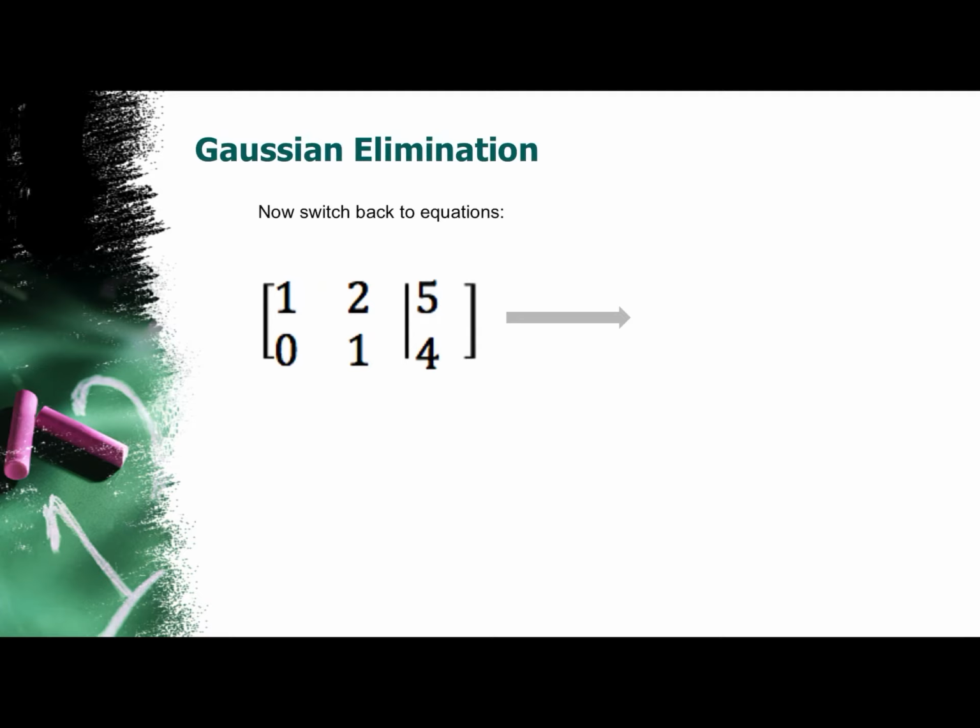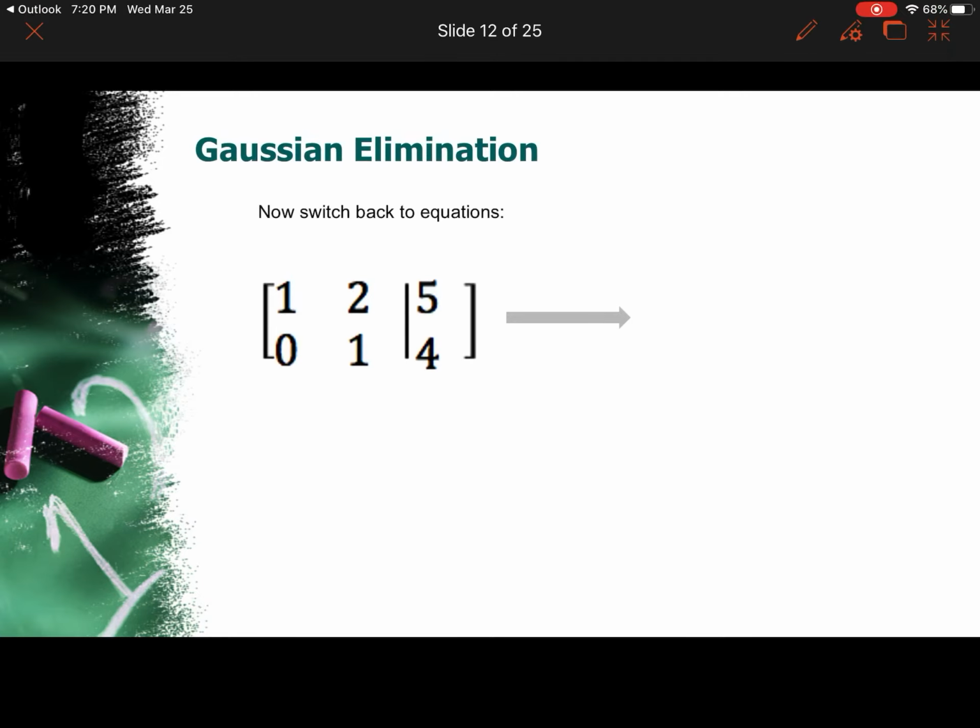Okay, now let's go back to the problem we were doing. Here we have this in row echelon form. Here are my 1s. There's a 0 below the 1. And this is when you know with Gaussian elimination that you can stop.